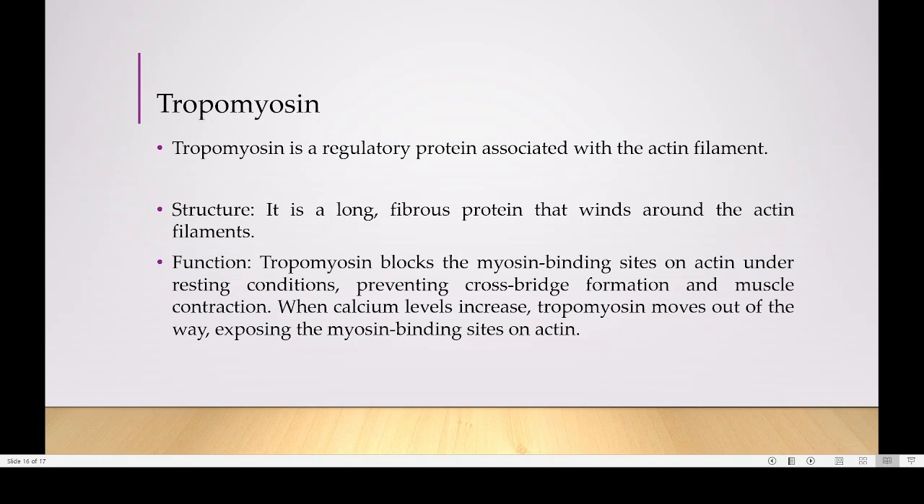Tropomyosin is a long fibrous protein that winds around the actin filament, and it blocks myosin binding sites on actin under resting conditions, preventing cross-bridge formation and muscle contraction. That is how tropomyosin controls, because it blocks myosin and actin attachment. When calcium level increases, tropomyosin moves out of the way, exposing myosin binding sites. It is calcium that is primarily responsible for causing muscle contraction. If there is no calcium, this actin myosin binding may not take place. When calcium is released, actin myosin bonding takes place.